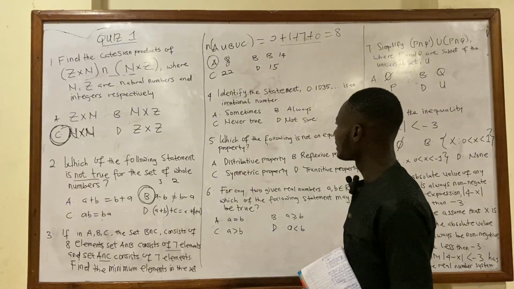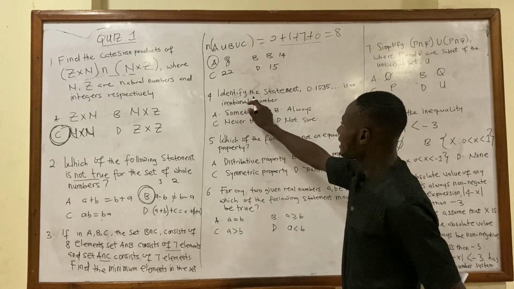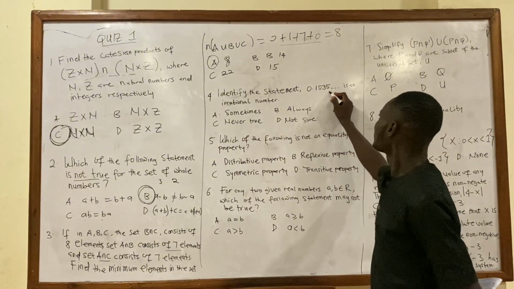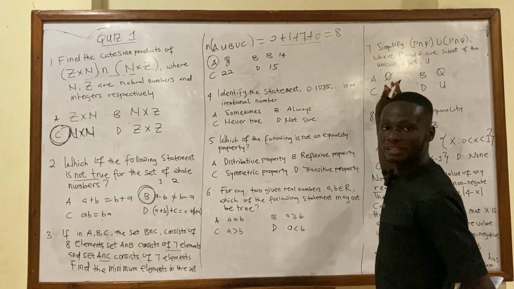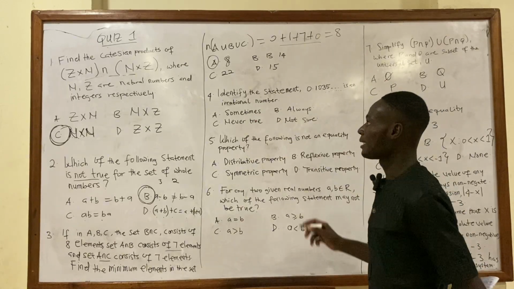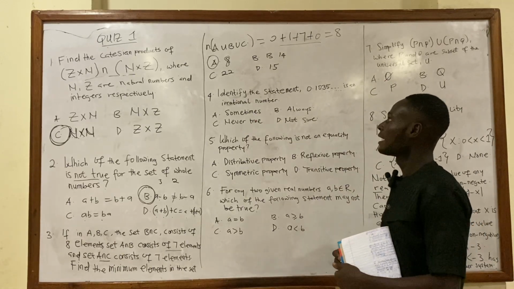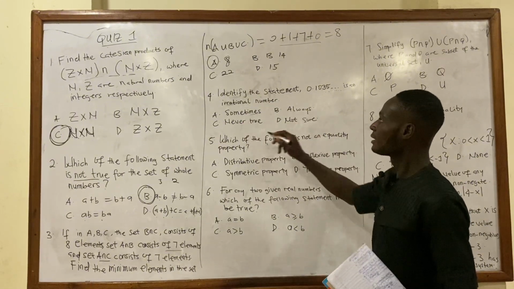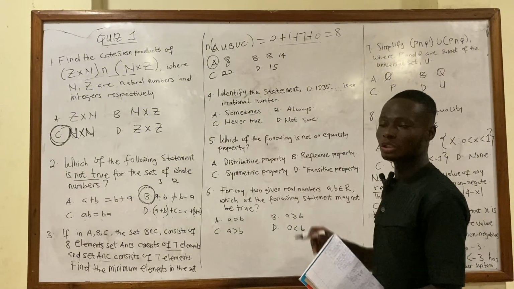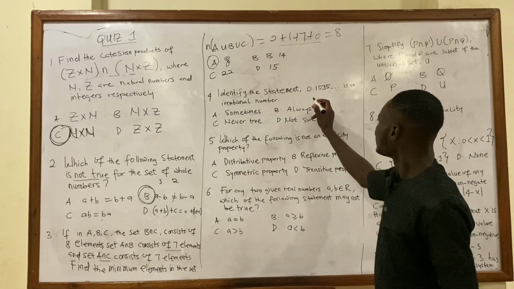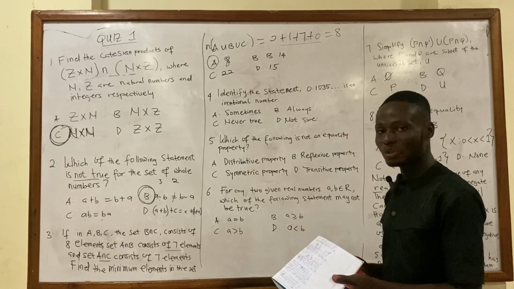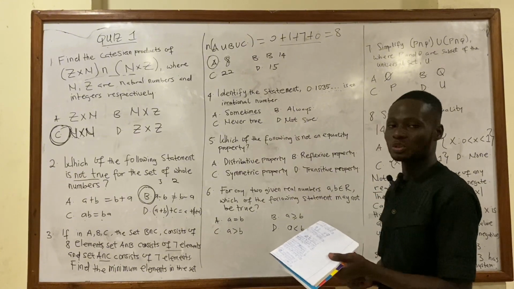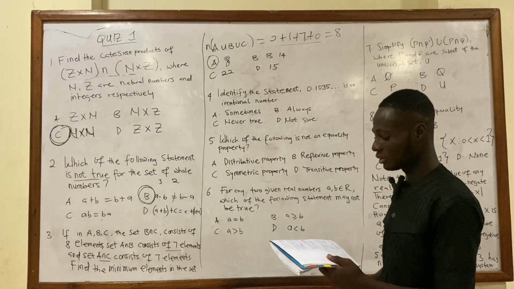And the next question says, identify the statement 0.1035 up to infinity is an irrational number. They are saying A, sometimes, B, always, C, never true, and D, not sure. So 0.1035, you know that it's always an irrational number. So you don't have to think too much about this before you circle your correct answer.